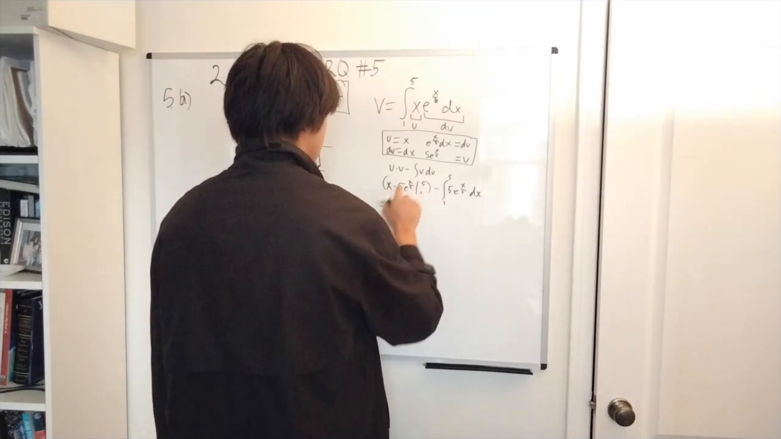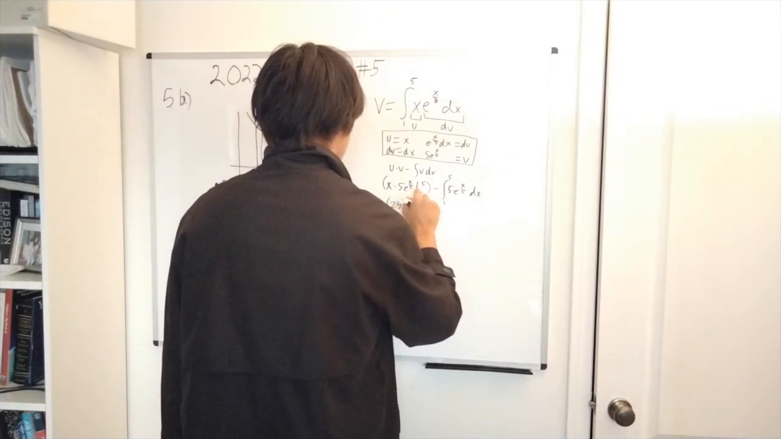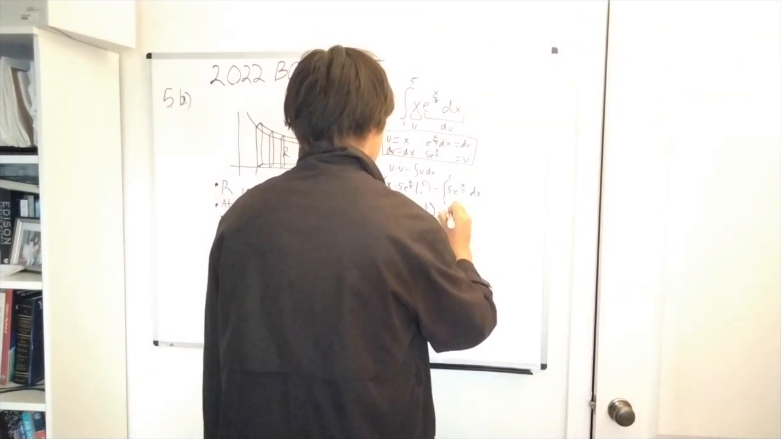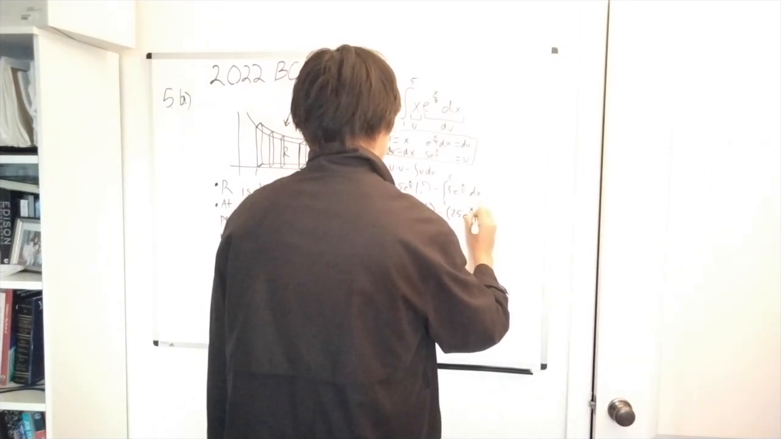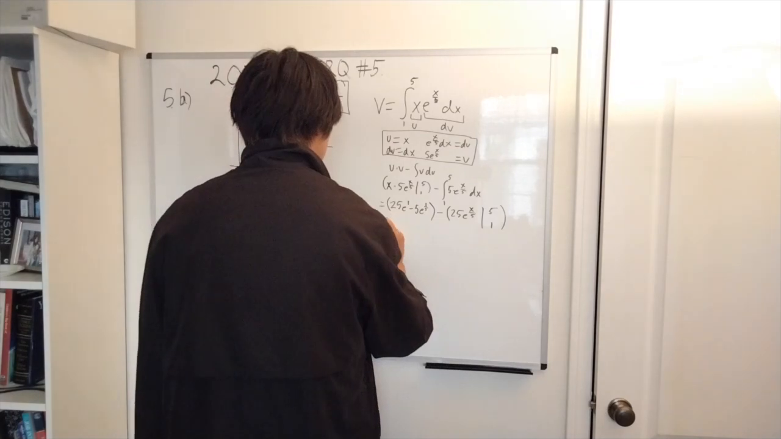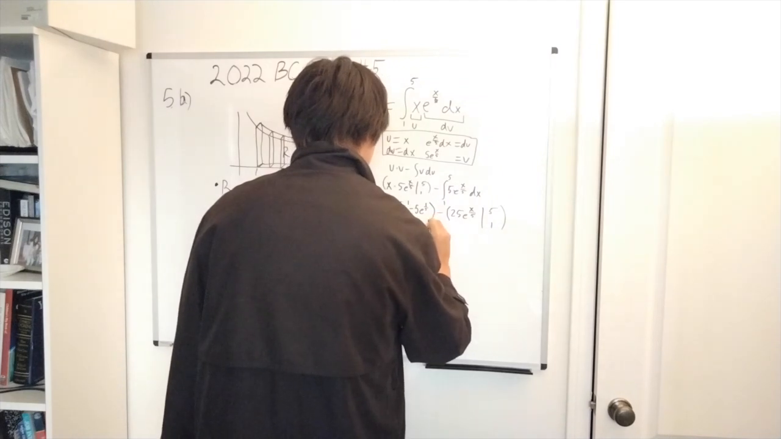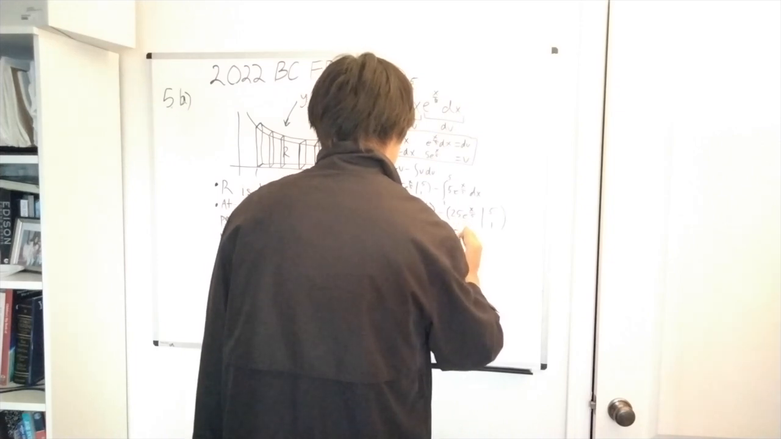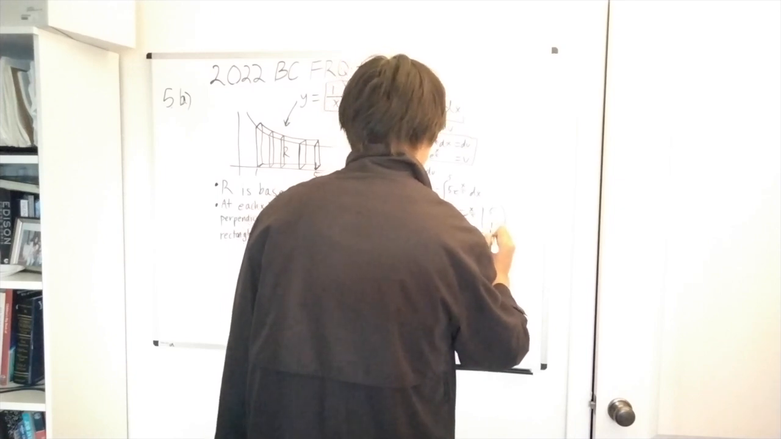So plug in 5 here, we get 25e, and plug in 1, we get e to the 1 over 5. And now we integrate this, and the integral of this is just 25e to the power of x over 5, same bounds. Now we plug in the bounds, so 25e minus 25e to the power of 1 over 5.